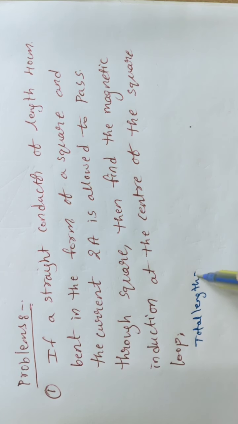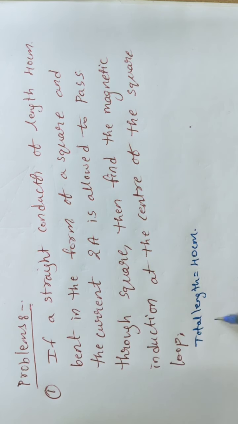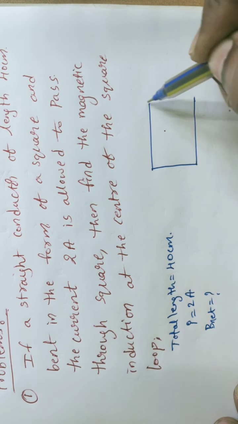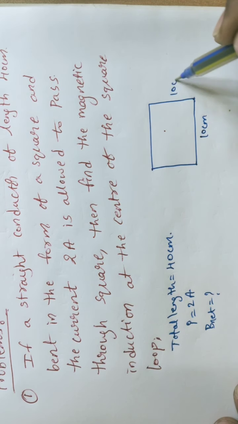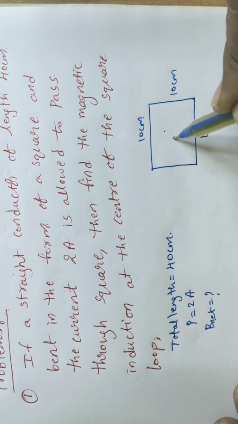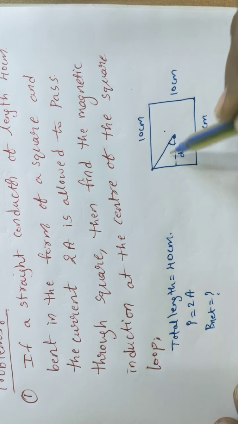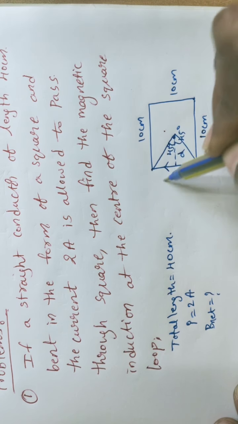Total length is equal to 40 centimeters from the data. From the data, current I value is also given as 2 amperes. So B net value we want to calculate. Observe carefully, students, we are constructing one square like this. Totally 40 centimeters, and 4 sides are present, so equally they are divided: this is 10 centimeters, this is 10 centimeters, here also 10 centimeters. This one we are taking as d, and this one we may get as 45 degrees, and this one is also 45 degrees. In this one current I is flowing like this.